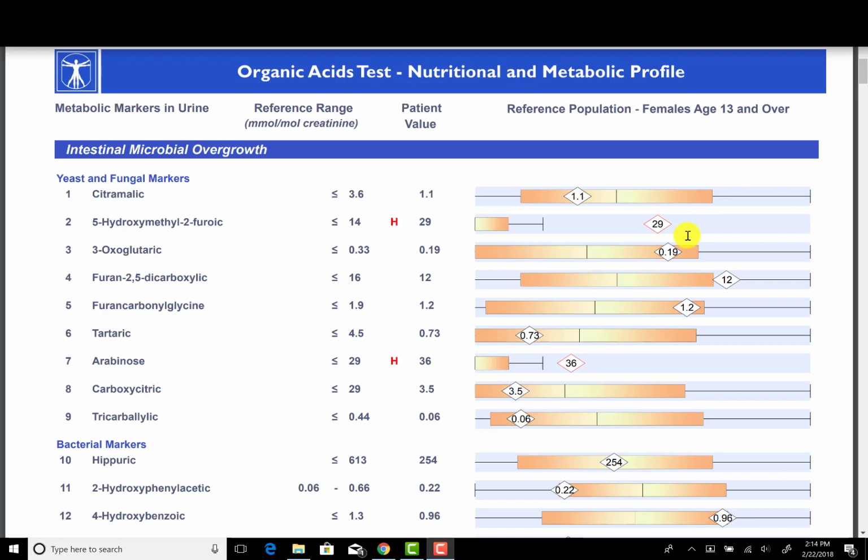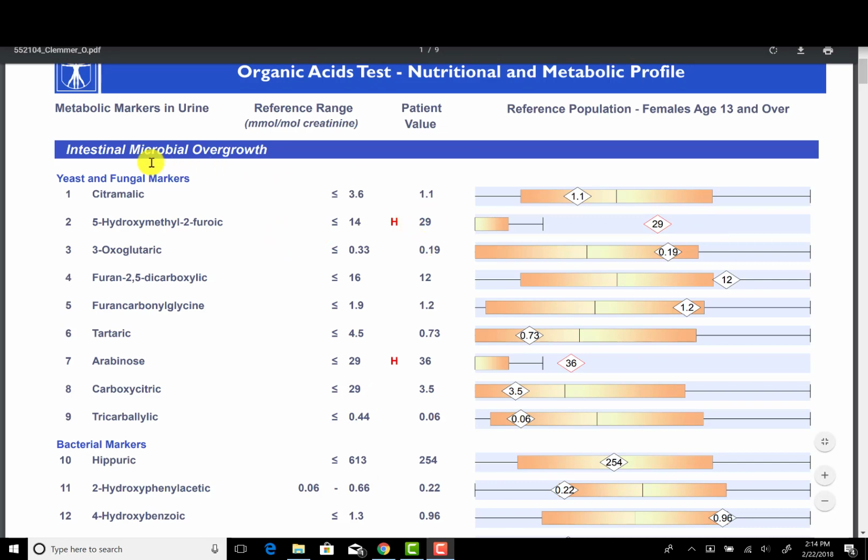So this test is going to really uncover issues for people that have trouble losing weight, have chronic pain, fatigue, people with autoimmune diseases, irritable bowel syndrome, just a lot of chronic conditions. This test will help us uncover some of those root cause issues. So let's go ahead and get started.